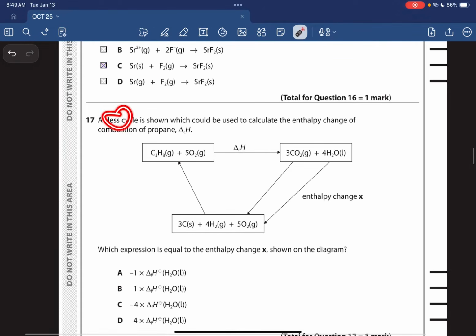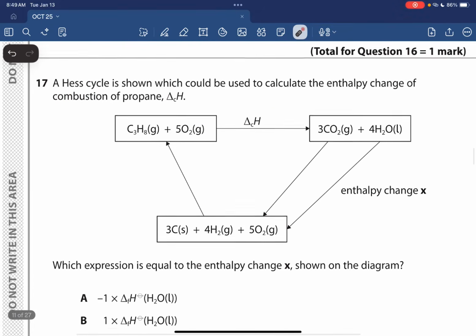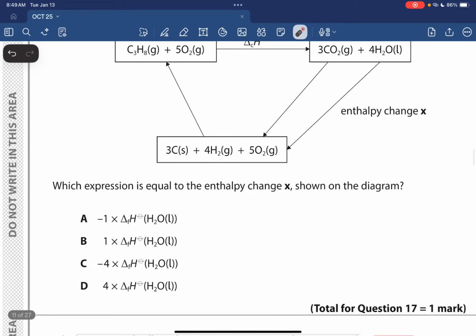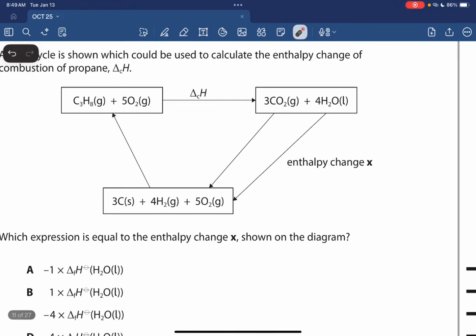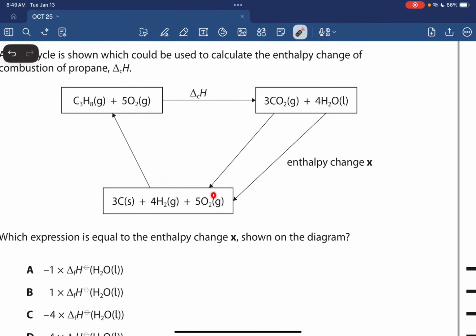A Hess cycle is shown which could be used to calculate the enthalpy change of combustion of propane. This one, okay. Which expression is equal to the enthalpy change of X as shown in the diagram? Enthalpy change of X, right? So the arrow should be going from here to here, because from elements we are forming a compound. So this should be enthalpy of formation, right?